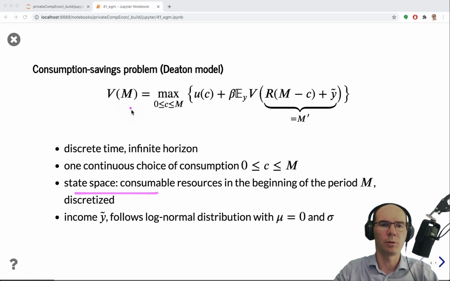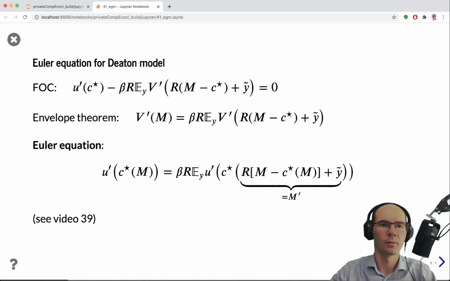The state space is given by one variable, which denotes wealth, right? Wealth at the beginning of the period. And it is discretized, so we have points on some grid over wealth, and income follows a log normal distribution.